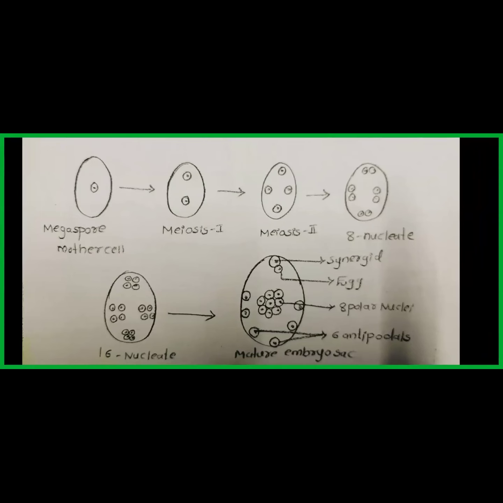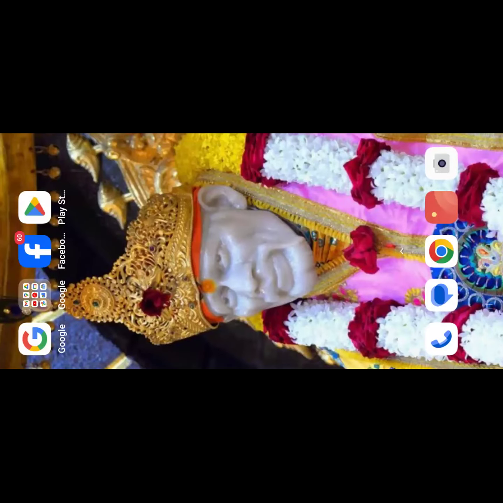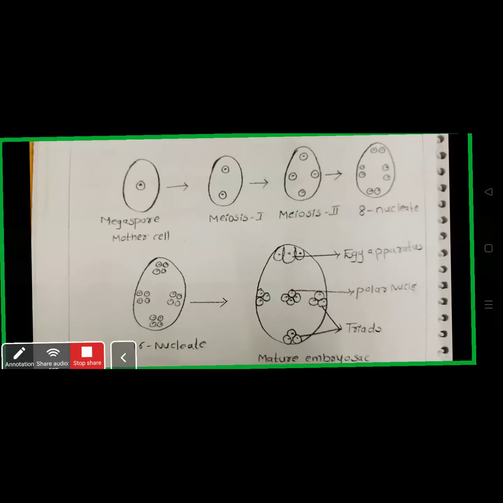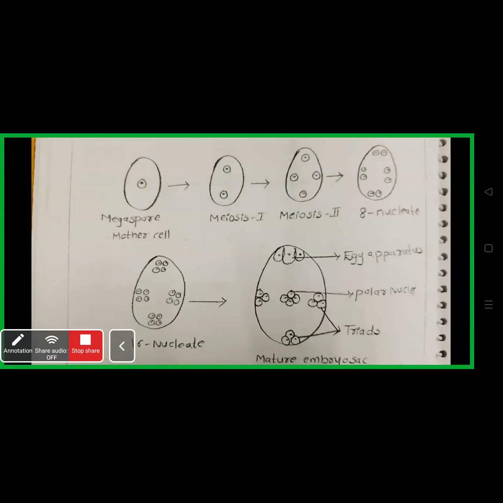So next, the second one is the Pinia type. In the Pinia type, see here, this is the Pinia type. I will explain clearly. Peperomia is the first one, and the second one is the Pinia type.